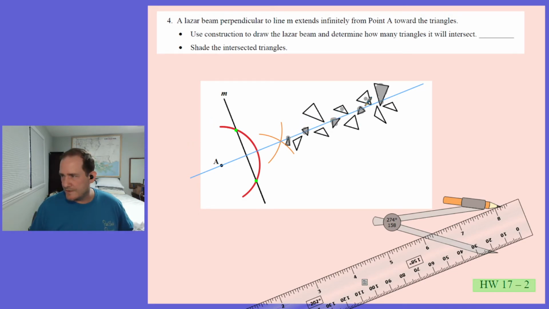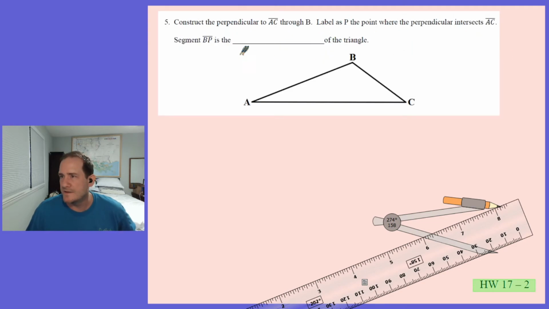1, 2, 3, 4, 5. I'm counting 5. And I've shaded the 5 that I think it is. So that's how you do number 4. And let's see if there's a 5. Yeah. So it says construct the perpendicular to AC through B and label the point of intersection as P. And then it wants you to give the name for what segment BP is.